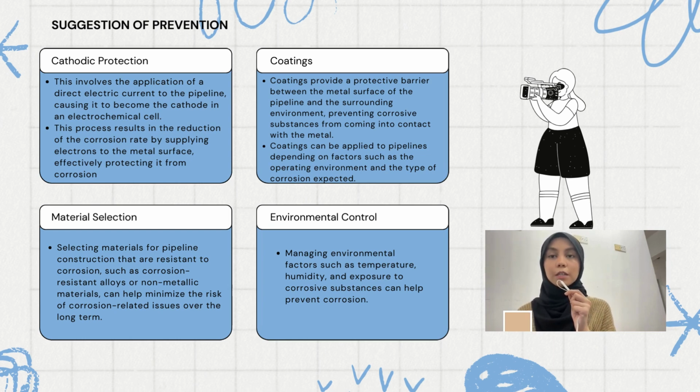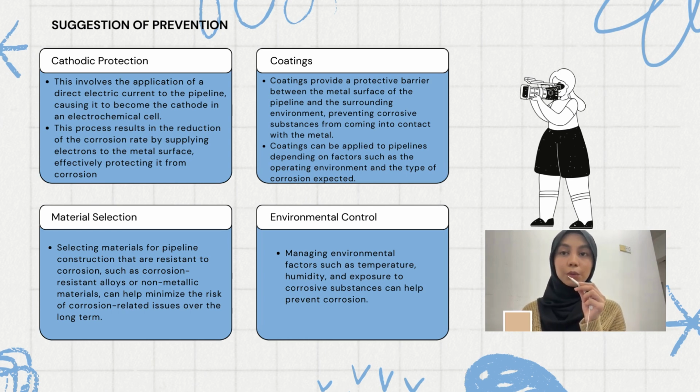So I'm going to be talking about the suggestion of prevention of corrosion, and in our case it is the pipeline. First of all, there is cathodic protection. This involves the application of a direct electric current to the pipeline, causing it to become the cathode in the electrochemical cells. Because of this, it reduces the corrosion rate by supplying electrons to the metal surface, effectively protecting it from corrosion.